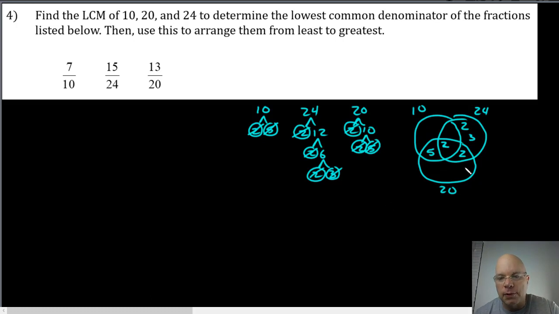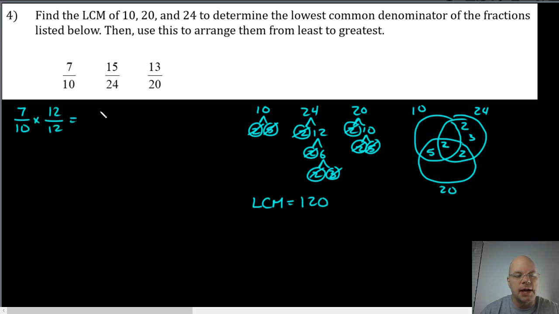Our least common multiple will be the product of the prime factors in the union, so all of these prime factors multiply together. I think it'll be easier just to start with these, because I know these prime factors make 20, and then 20 multiplied by 6 is 120. Then I have everything I need to know to convert these fractions. 7 tenths multiplied by 12 twelfths is 84 120ths.